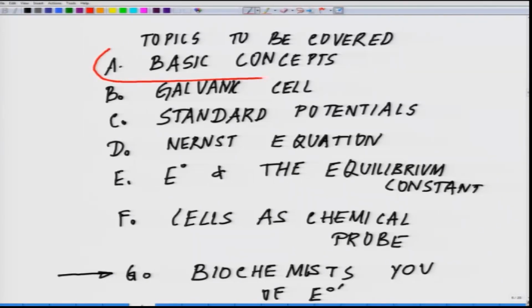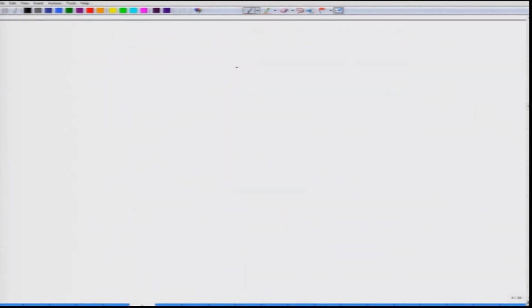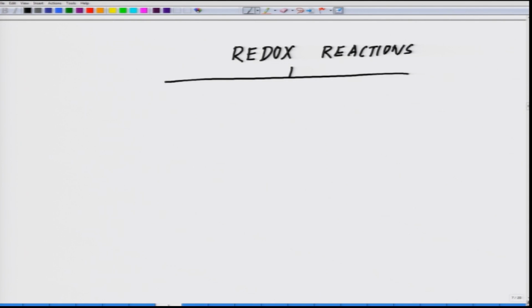Okay. Now, just a little recap of where we are, starting now with the basic concepts. We have actually started, but now we will rehash where we left off in the last class. We talked about redox reactions, that is where we started. Redox reactions could be classified into two groups. One is oxidation, the other one is reduction.